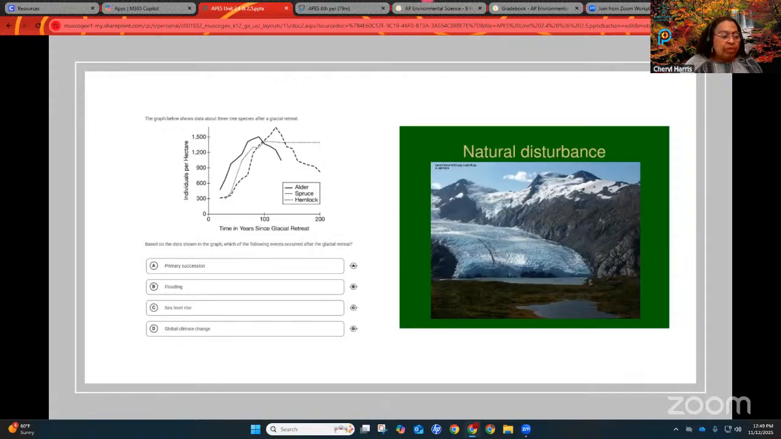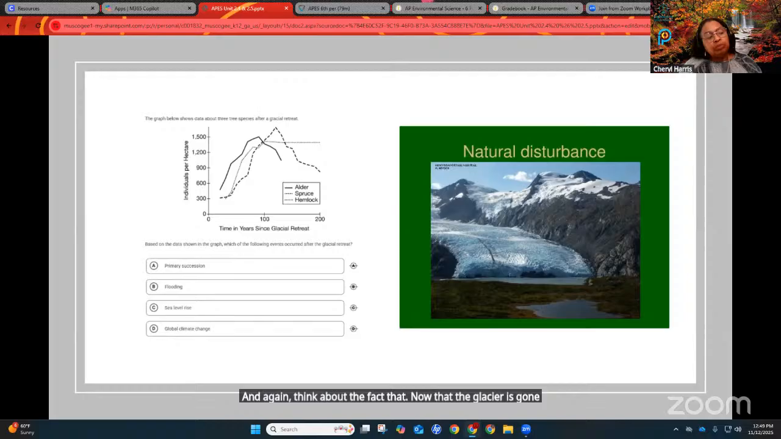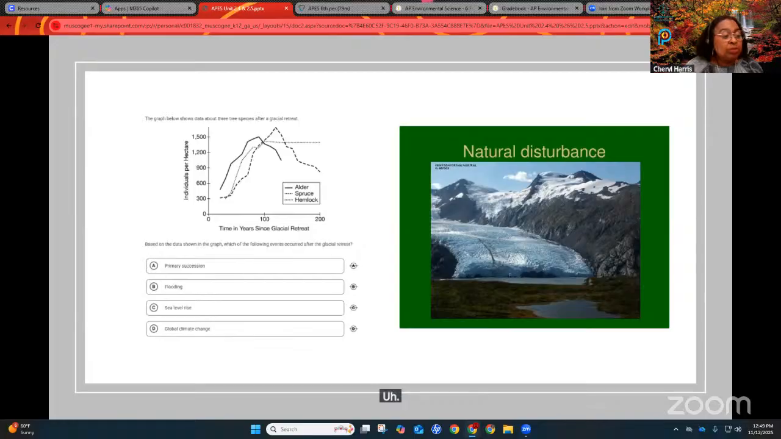And again, think about the fact that now that the glacier is gone, the land is bare. What's going to happen first? All right, Arsha says A. Marlisa says A. Shakobi says A.